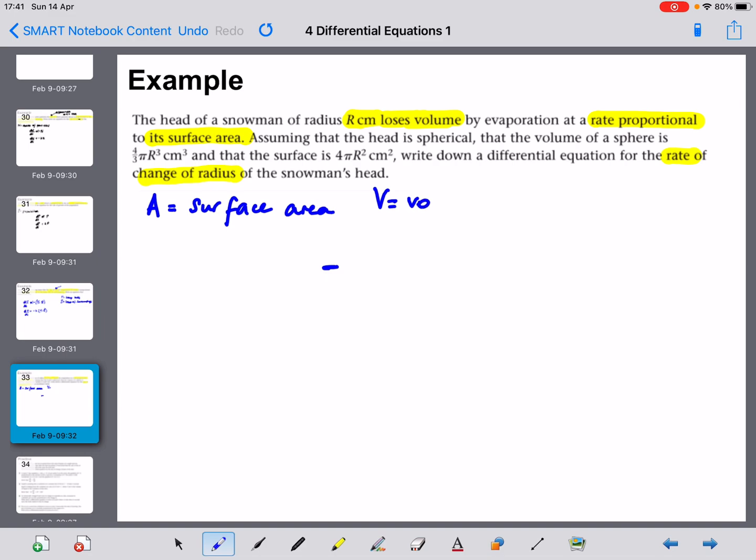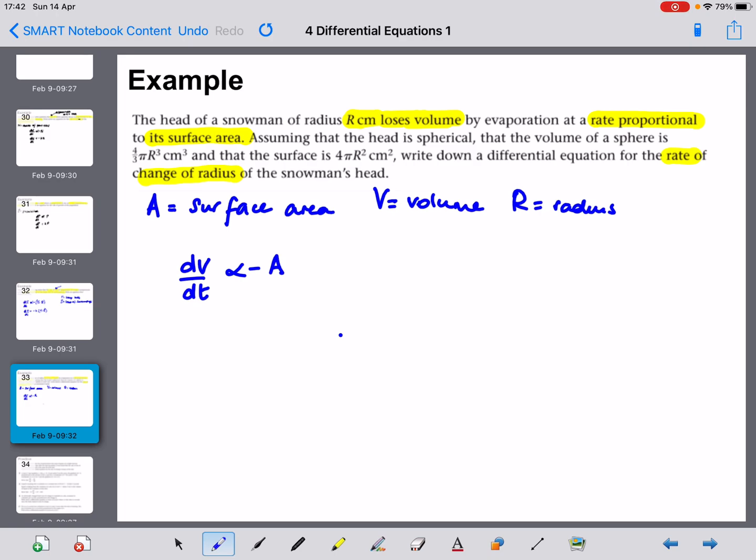We'll say V is volume, R is radius. It's losing volume at a rate. So the rate of change of the volume, dV by dt, is proportional to the surface area. So it's proportional to the surface area, but it's also losing volume, which means it's negative.